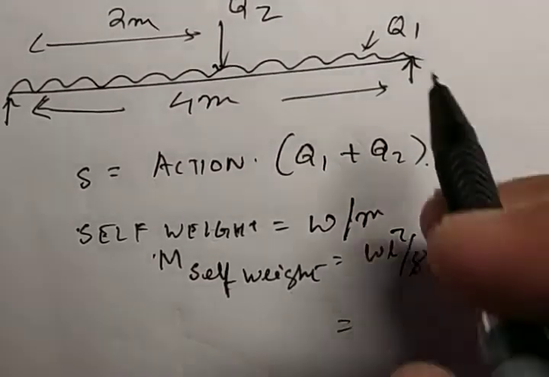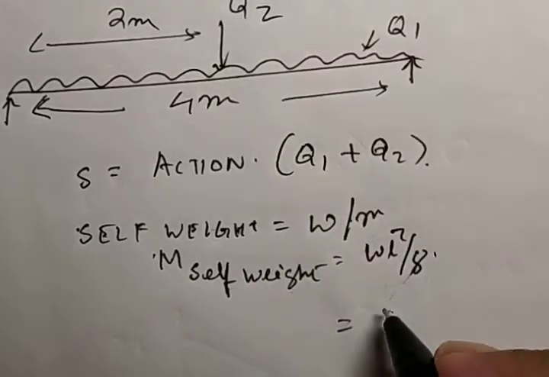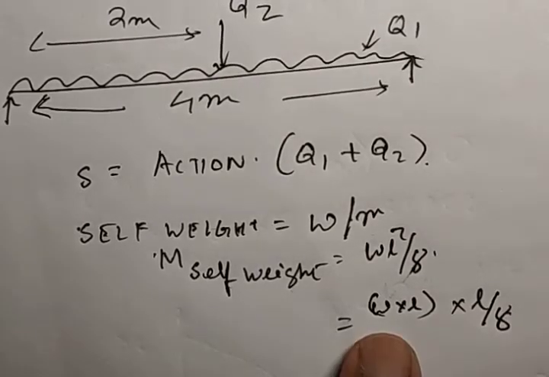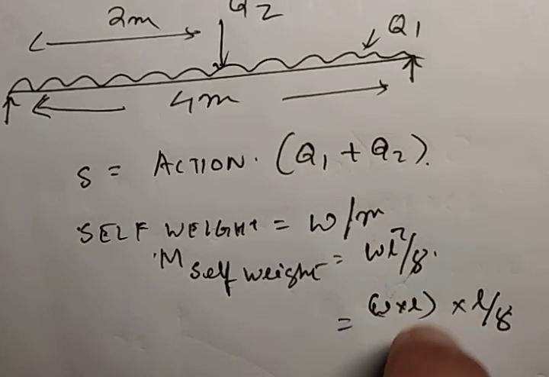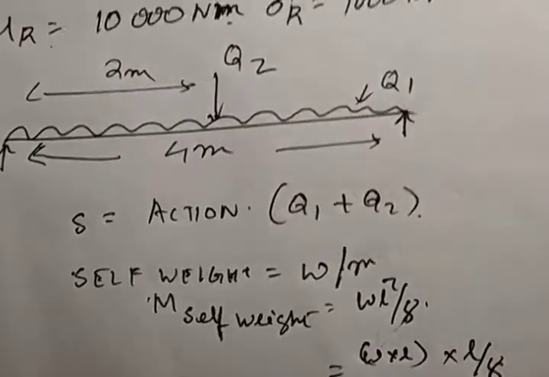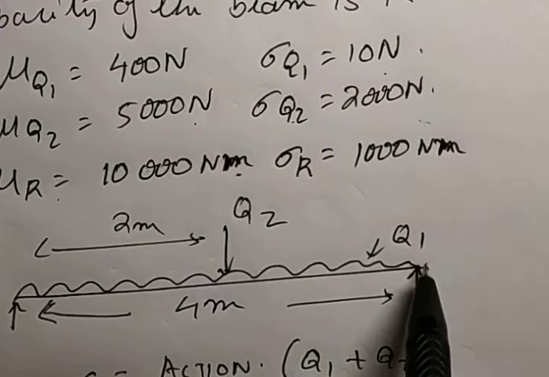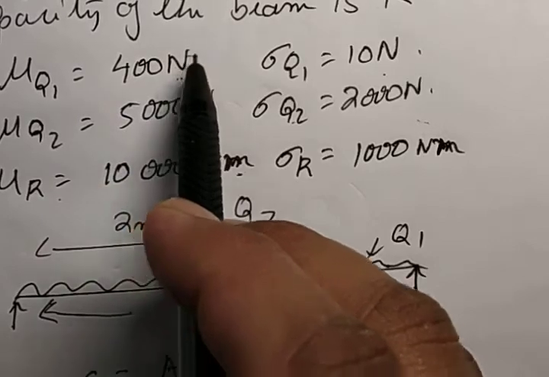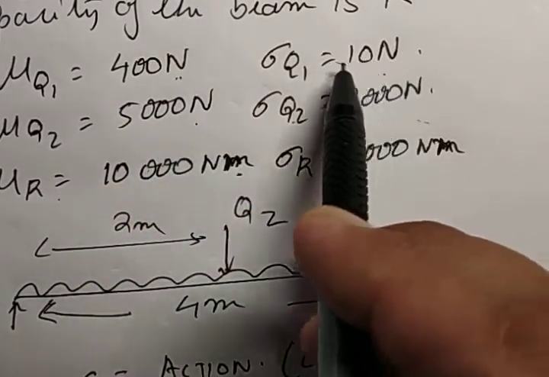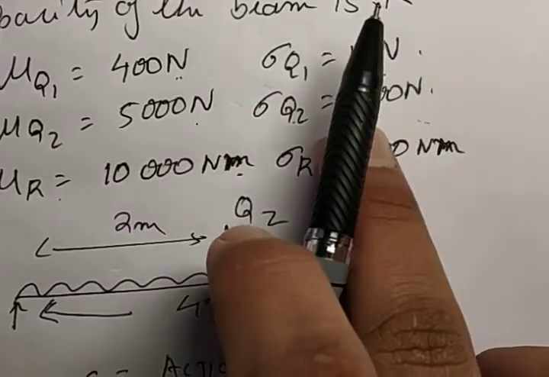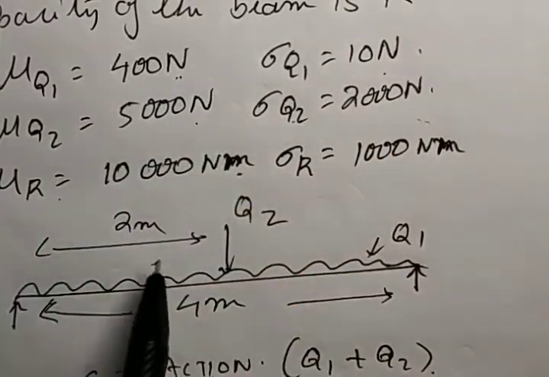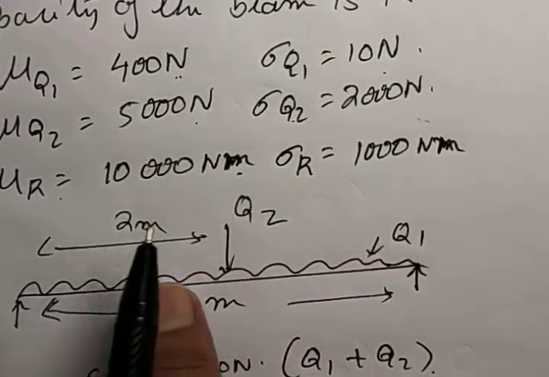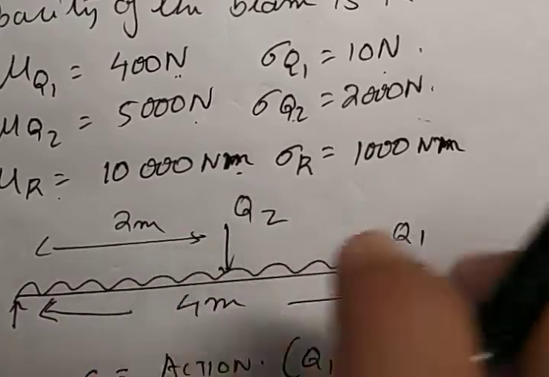And if it's not given as a UDL but as a combined load, then W into L, the UDL times the length, is the combined load, into L by 8. Now if we go back here, Q1 is the self weight, and the unit is given as 400 newtons. It's not Newton per meter. Even sigma is given in newtons. Which means Q1 here is the combined self weight, not in UDL form, although the self weight is acting in a UDL form. Here we will have a combined load.